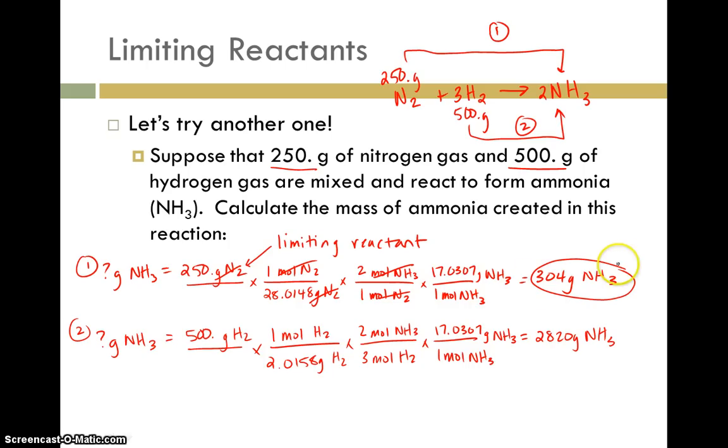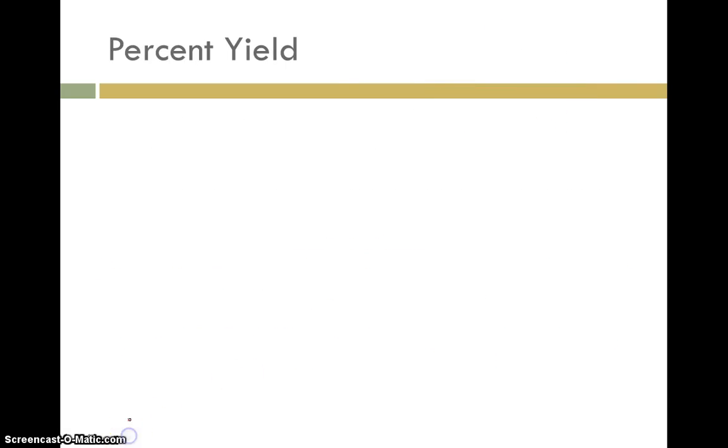I know that this is limiting because my H2 that I put in can make almost 3,000 grams of NH3, and this is a much bigger number than what my N2 gas can make. So when you're trying to identify what the limiting reactant is, you use your mole map to figure out how much of your product you can make. Whatever amount is lower, that is going to be the total amount you can make, that's the maximum amount, and the reactant you start with is going to be your limiting reactant because it's going to be all used up before the other one.